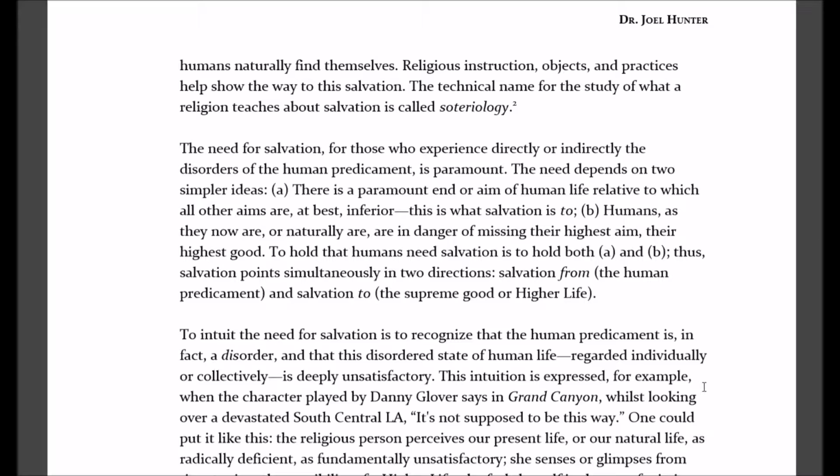And so that's what salvation has to address. I need to go in a different direction than the direction I am naturally and easily going in, in order to reach this highest aim, in order to escape from the human predicament. So that's escape from. So salvation points, as I say here, simultaneously in two directions: salvation from the human predicament, salvation to the supreme good or higher life.